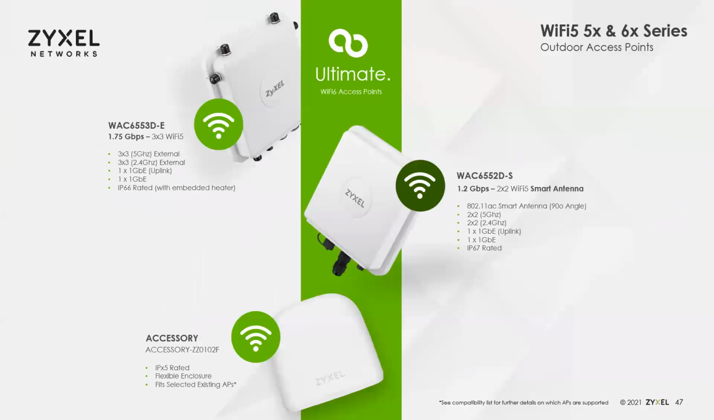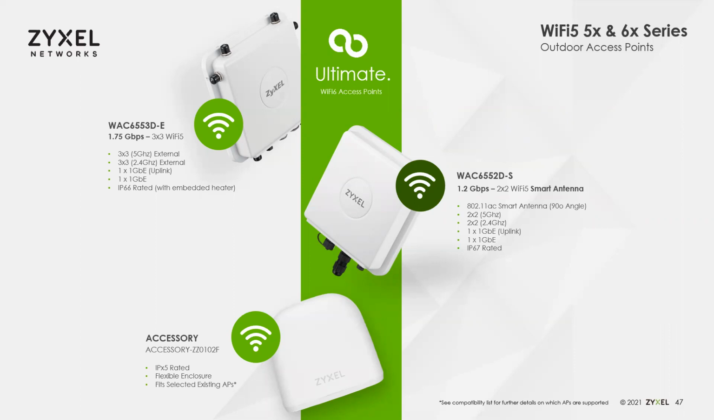And then on the outdoor side of things here, we've got our WAC 6553D-E. This is our most heavy duty outdoor AP. It's an 11ac product. It has a heater built in for extreme cold environments. It can support temperatures down to, I think, -40. It's IP66 rated and uses external antennas.